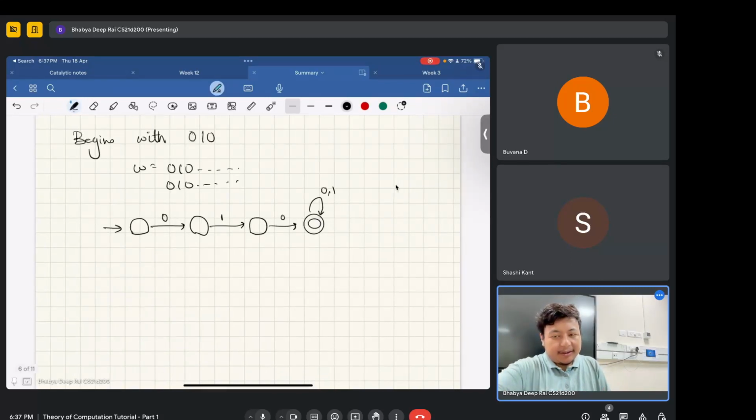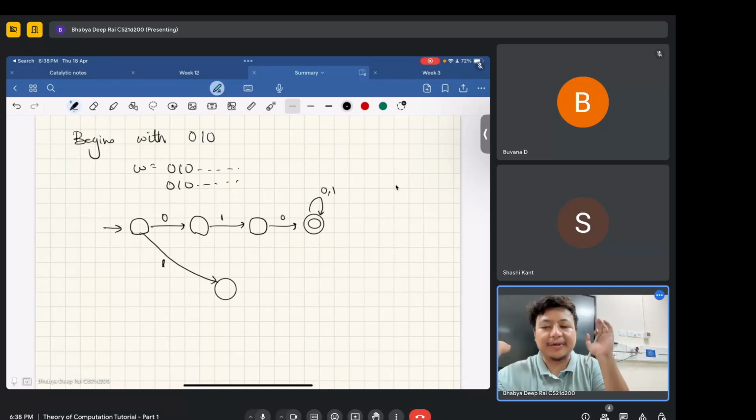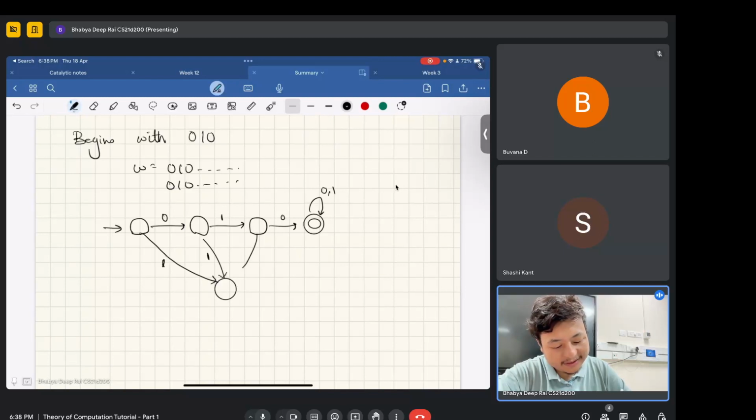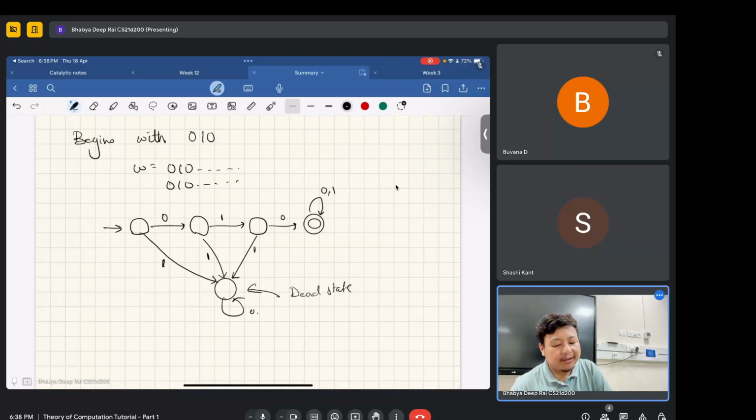And a DFA should have transitions on all symbols. Therefore I make an extra state which is called the dead state. If I see a 1 in the beginning, I know definitely this word does not belong to my language because it is beginning with a 1. I should begin with a 0 1 0. If I see a 1, then I go here. And this is what is called a dead state. A dead state means it's a useless state in that sense.